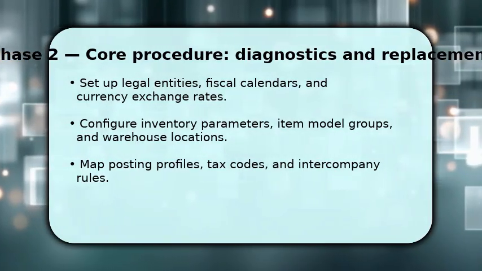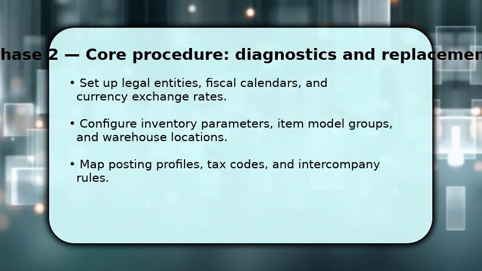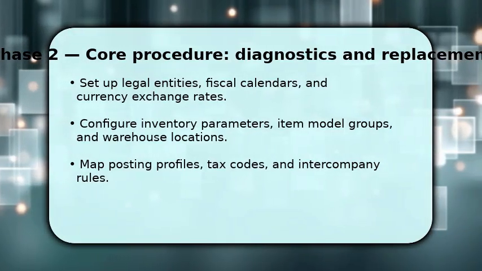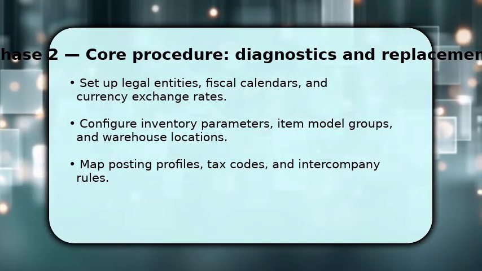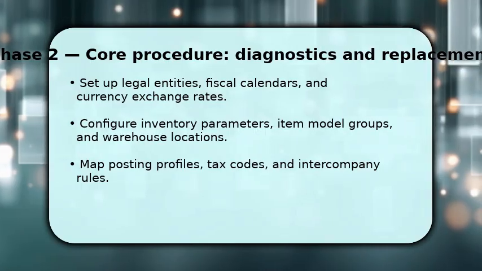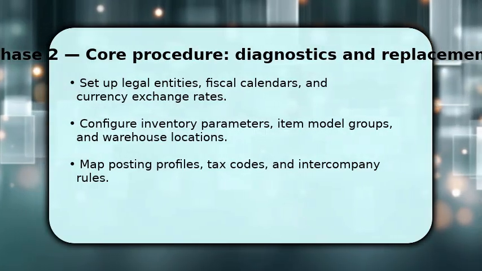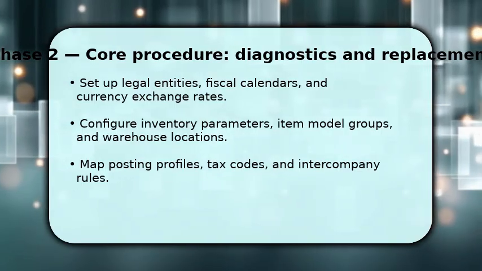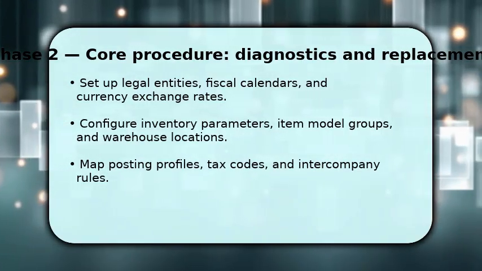Move into inventory. Set item model groups, inventory valuation, and warehouse locations. That ensures accurate stock movements. After that, configure accounts payable and receivable posting profiles, tax codes, and intercompany rules. These mappings determine where transactions hit the ledger.